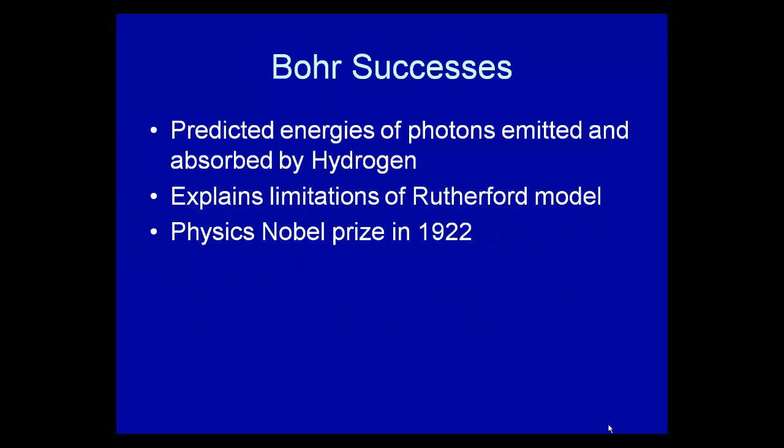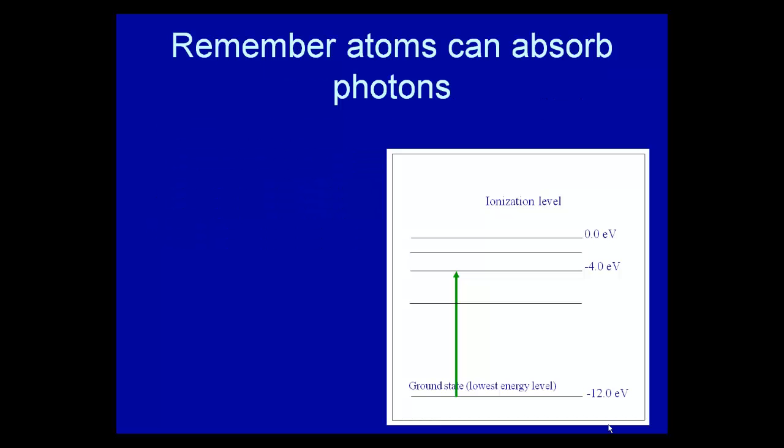Now, some of the Bohr successes. Number one, they predicted the energies of photons emitted and absorbed by hydrogen, which was heavily studied. It also explained the limitations of the Rutherford model, and for that he was awarded a Nobel Prize in Physics in 1922. And I'm pro Niels Bohr, by the way. He's Danish. I'm pro-Danish, so therefore I like Danish people.